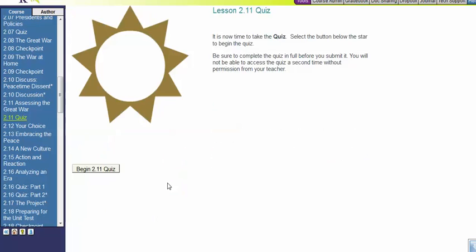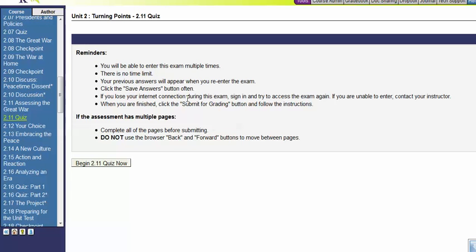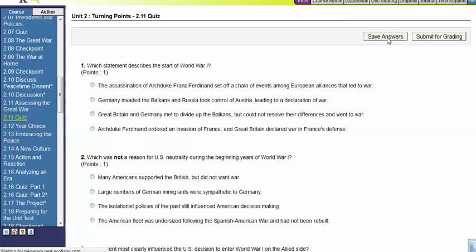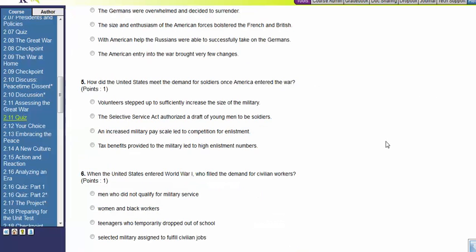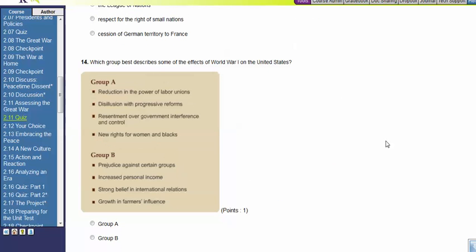Once you click on your quiz, you'll be prompted to click on a couple buttons here. It will give you some reminders once you enter that you need to save your answers as you go and submit for grading at the end when you finish. The Save Answers button and the Submit for Grading buttons are at the top and at the bottom of your quiz. This quiz has a total of 14 questions, and they are worth 1 point per question.